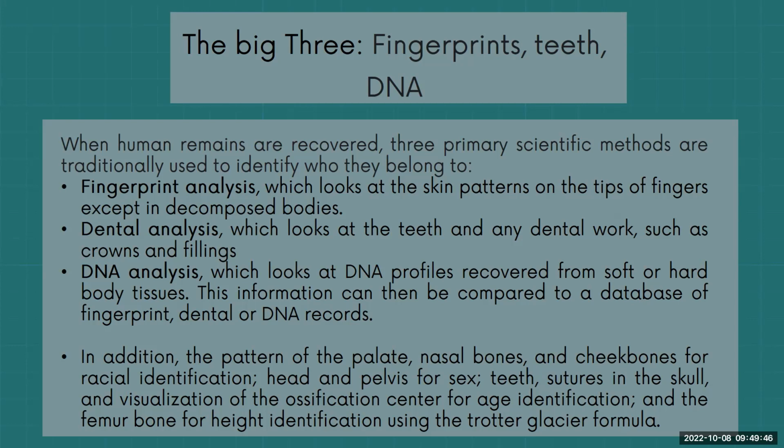And dental analysis, which looks at the teeth and any dental work such as crowns and fillings. DNA analysis, which looks at DNA profiles recovered from soft or hard tissues. This information can be compared to a database of fingerprint, dental, or DNA records. In addition, the pattern of the palate, nasal bones, and cheekbones is used for racial identification, head and pelvis for sex, teeth and sutures in the skull, and visualization of the ossification center for age identification, and the femur bone for height identification using the Trotter-Gleser formula. Next one.